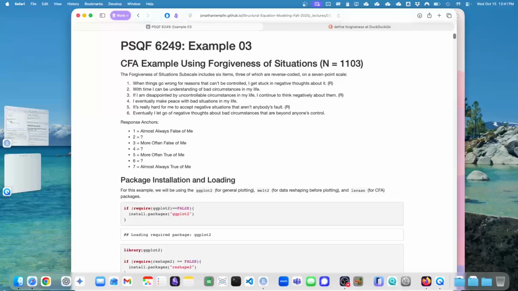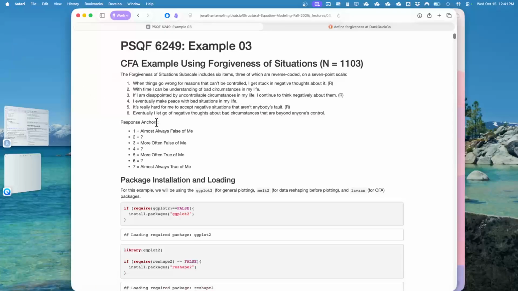All right. So let's go to item 3. If I am disappointed by uncontrollable circumstances of my life, I continue to think negatively about them. So is that forgiveness? What do you think? It's reverse coded, so opposite of forgiveness. But is it close enough, even if you reverse it? Does it seem in the ballpark? I'm almost like, hey, continue to think negatively about them. Is that rumination? Is that some other process? I would say you haven't necessarily let that go.